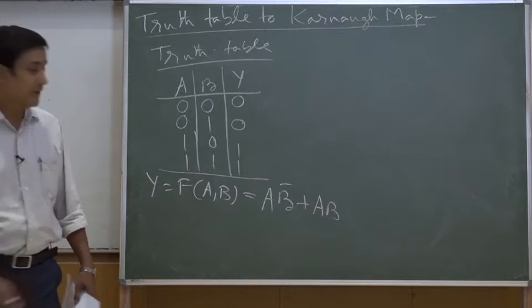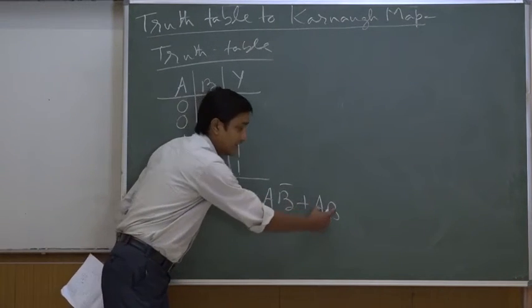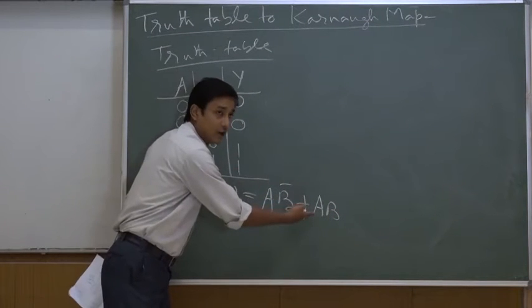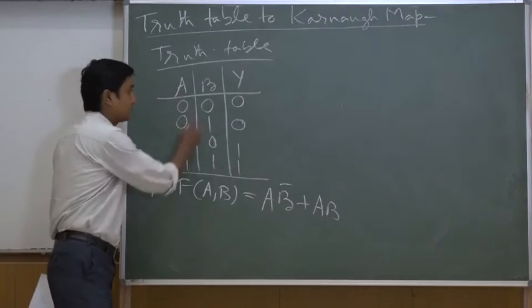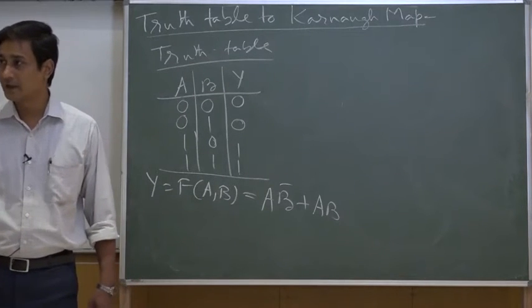Okay. Now, if I implement this, what do I need? One AND gate for this term, another AND gate for this term, and then finally I take those outputs to an OR gate so that I can implement Y, the digital circuit having the output Y.